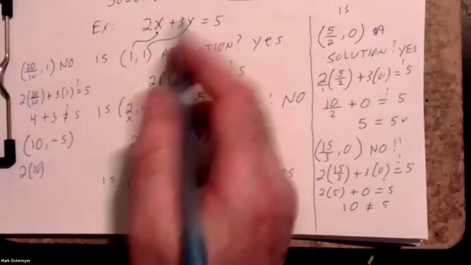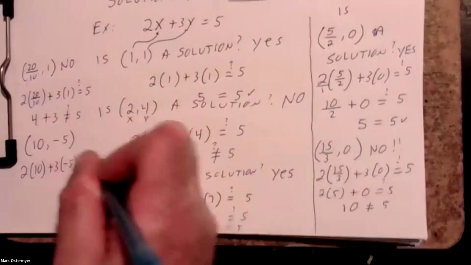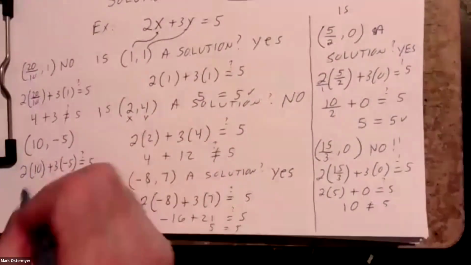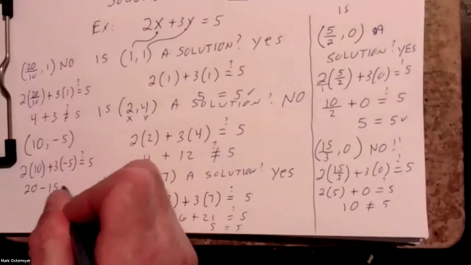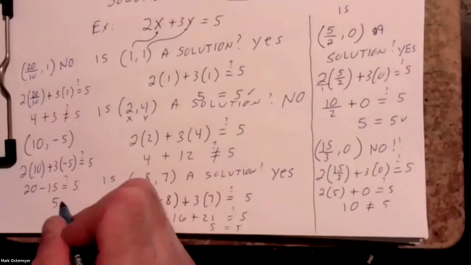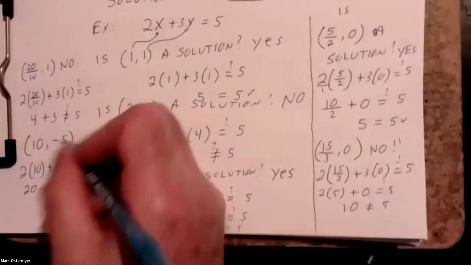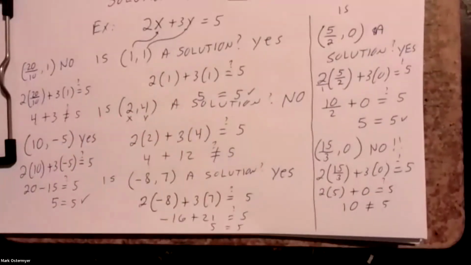Replace y with -5. And does the left side equal 5? This is going to be 20. 3 times -5 is -15. Well, I'll be darned. We found another ordered pair solution. 10, -5 is an ordered pair solution to that linear equation.